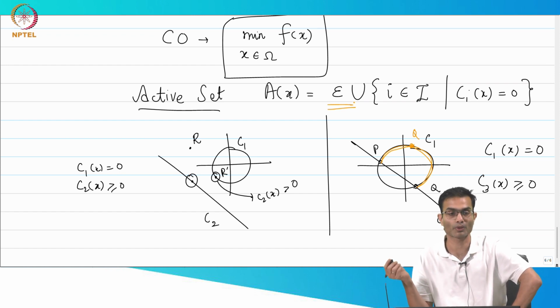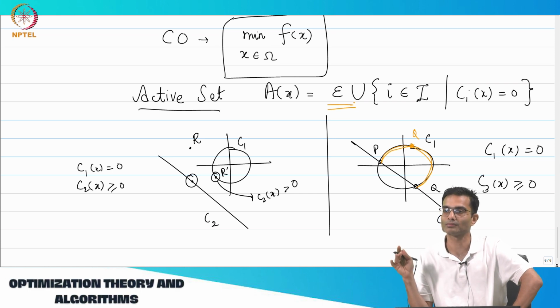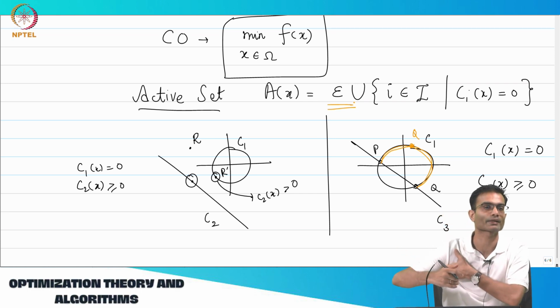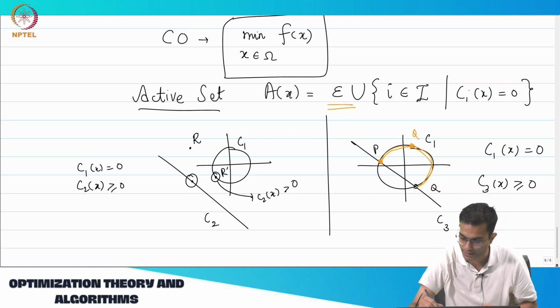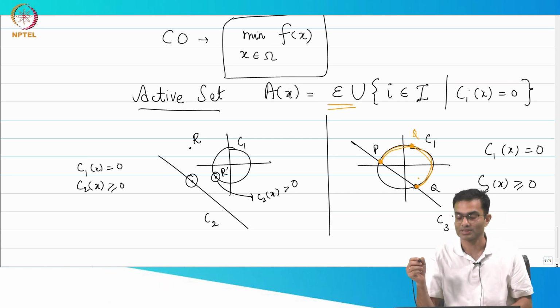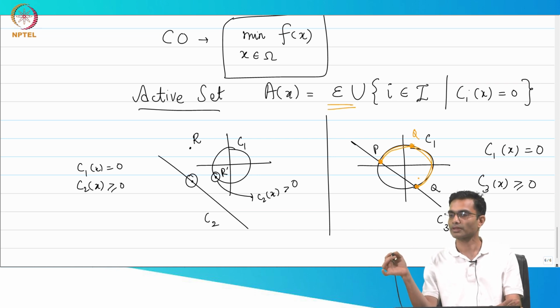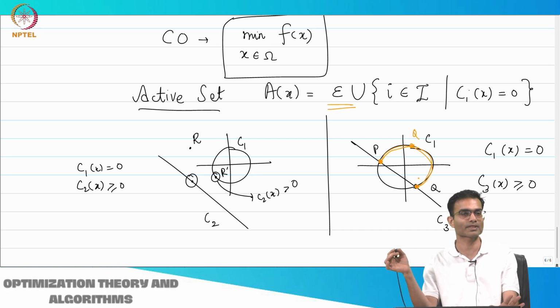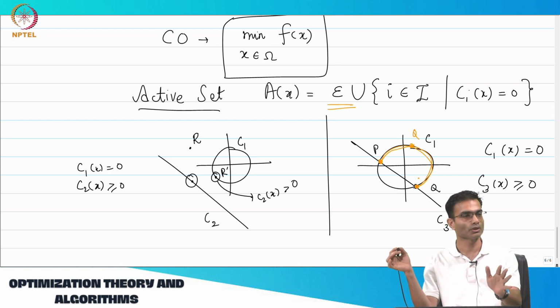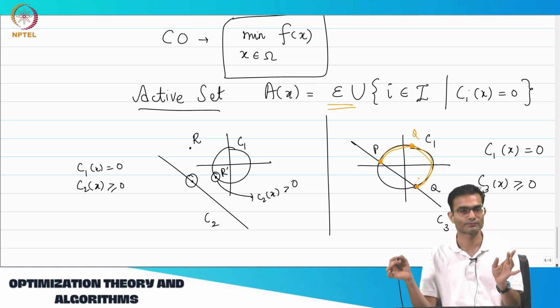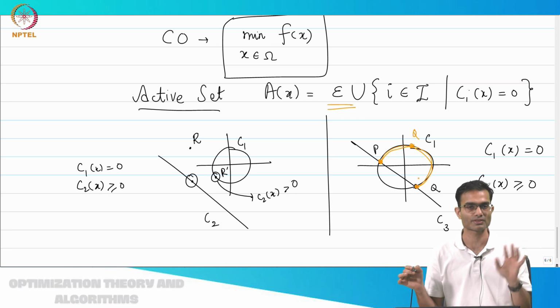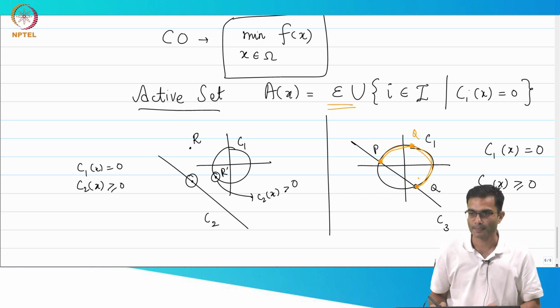At the point Q, what is the value of C3, 0 or greater than 0? It's greater than 0. Therefore, it is not included in the active set. On the other hand, if I was standing at P or Q, C3x takes on the value of 0, right? So if I ask you what is the active set at P or Q, you would say 1, 3. 1 for C1, 3 for C3, shorthand.